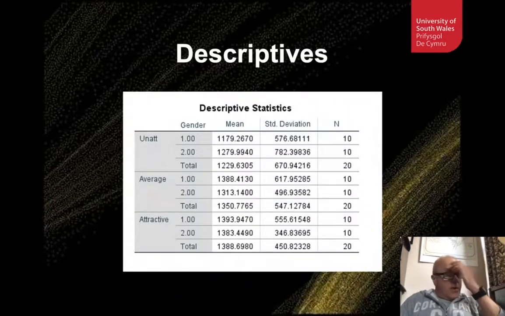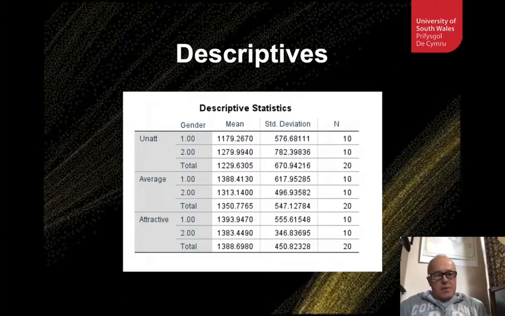So if you run that correctly, you should have a descriptives table which looks something like this. First of all, we've got the mean response times for the unattractive, averagely attractive, or the attractive faces, for genders 1 and 2, if we say that gender 1 is male, gender 2 is female. So for the unattractive faces, we've got gender 1 and 2, and the mean response times in milliseconds there.